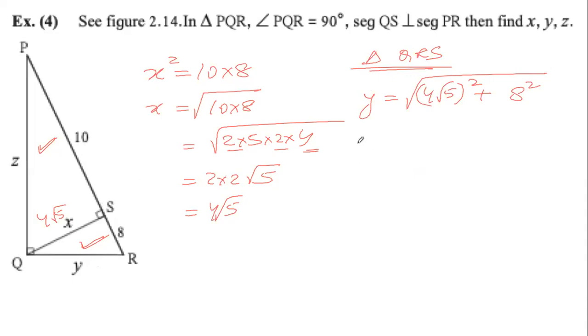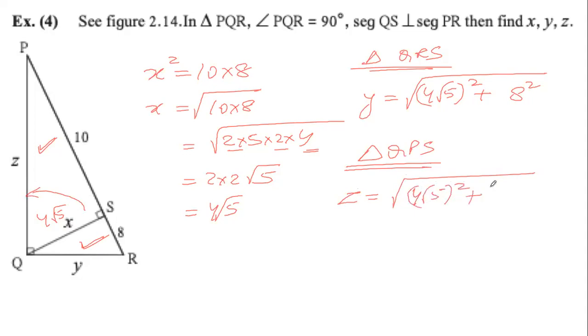Similarly, if you look at triangle QPS, here also Z is the hypotenuse. So we can say Z equals the square root of (4 square root of 5) square plus 10 square. When we solve, we can find the answer. You should be able to solve it on your own. The whole solution is given in your textbook.